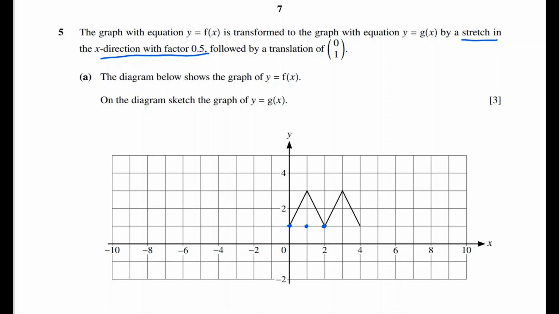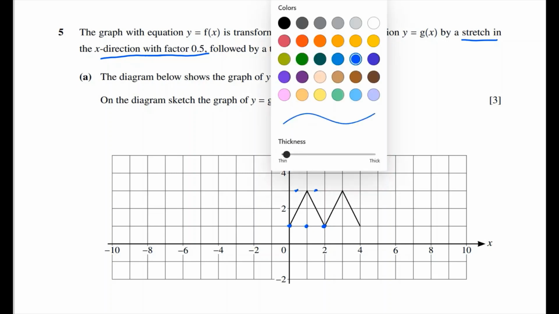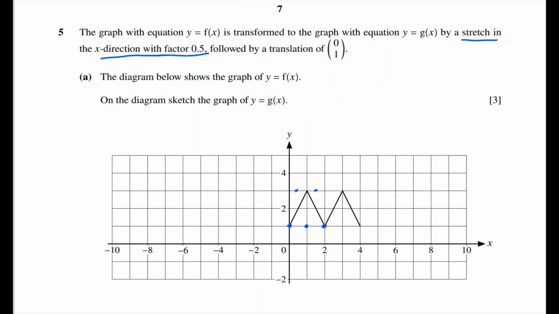it will become x equal to 0.5, and this 3 will become 1.5. So you will get these points after applying the stretching. So followed by that, you need to apply the translation. So after applying the translation, let's see how the point gets translated.